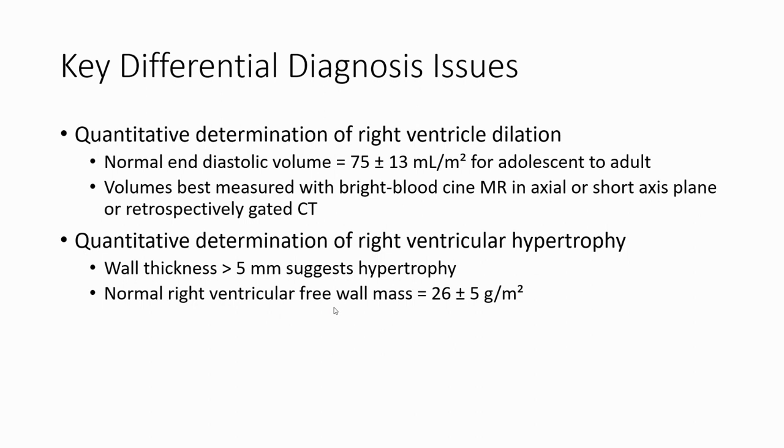Quantitative determination of right ventricular hypertrophy: wall thickness of more than a few mm suggests hypertrophy. Normal right ventricular free wall mass equals 26 plus or minus 5 grams per meter squared.